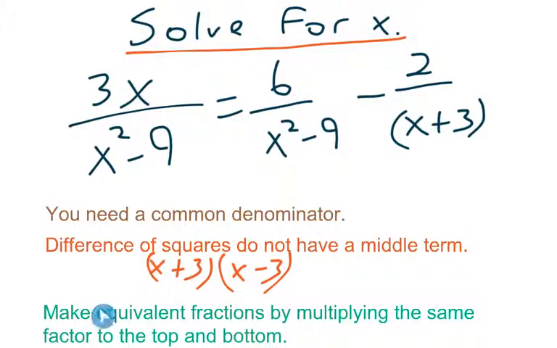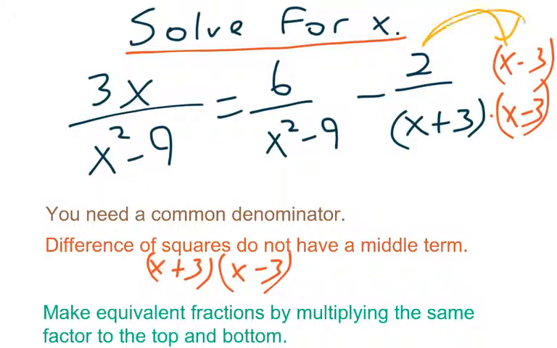So next we're going to make equivalent fractions. We're going to multiply by the same factor to the top and to the bottom of this fraction to give them the same denominator. So I'm going to multiply this by x minus 3, and if I do that to the bottom I need to do it to the top, so times x minus 3. Alright, and then we're going to distribute that 2 to the x and that 2 to the negative 3.